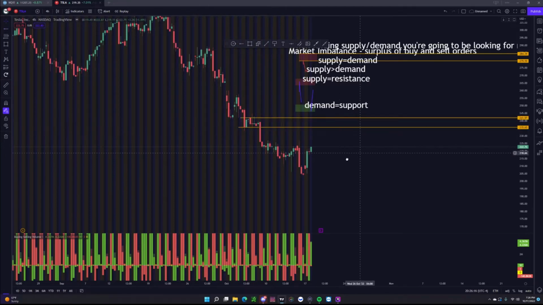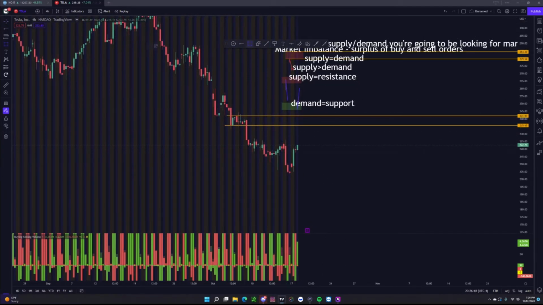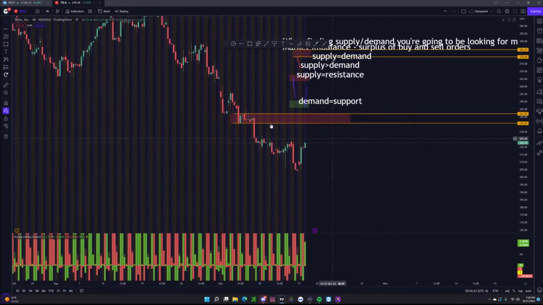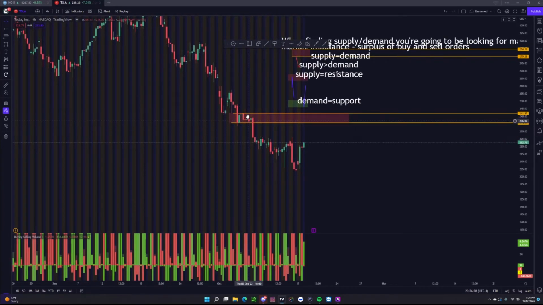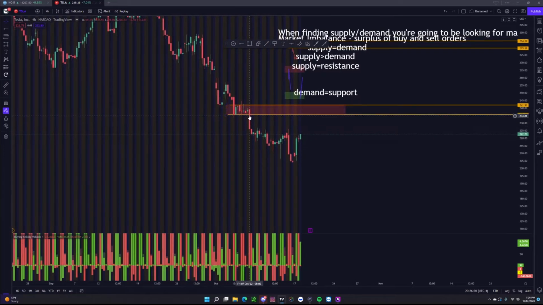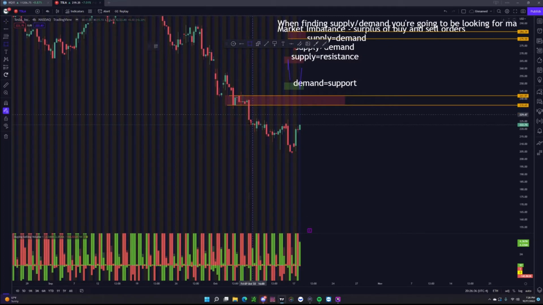There's your highs. There's your lows. This is where market imbalance is created. This is where supply equals demand. And as you see, once you create market imbalance, a surplus of buy and sell orders, this is supply equals demand. You choose a direction. This is where ultimately supply is greater than demand.